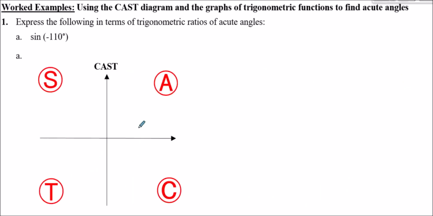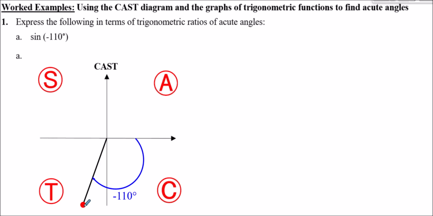As well as this, just remember the CAST diagram in terms of labelling on cosine, all, sine and tan. And like I said earlier, this is an angle of minus 110 degrees. You don't need to be particularly accurate, but you do need to know to get it into the correct quadrant. And so I've put a dot here to denote that this is the quadrant we're interested in.